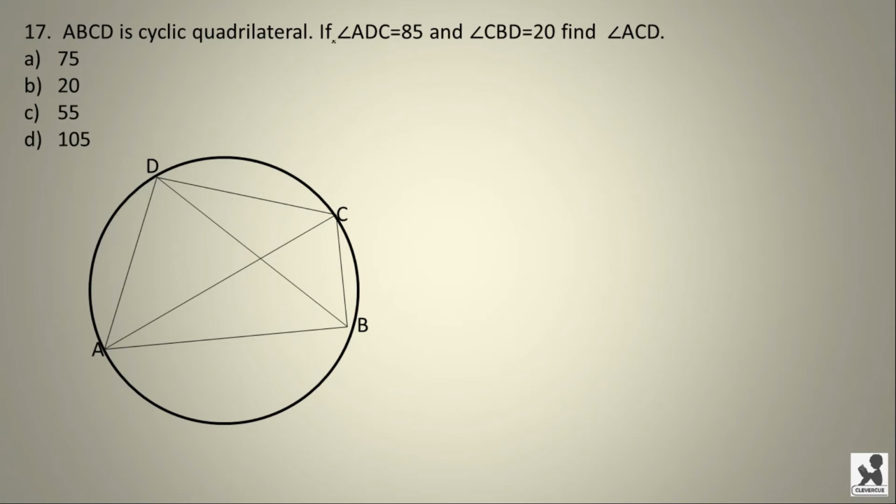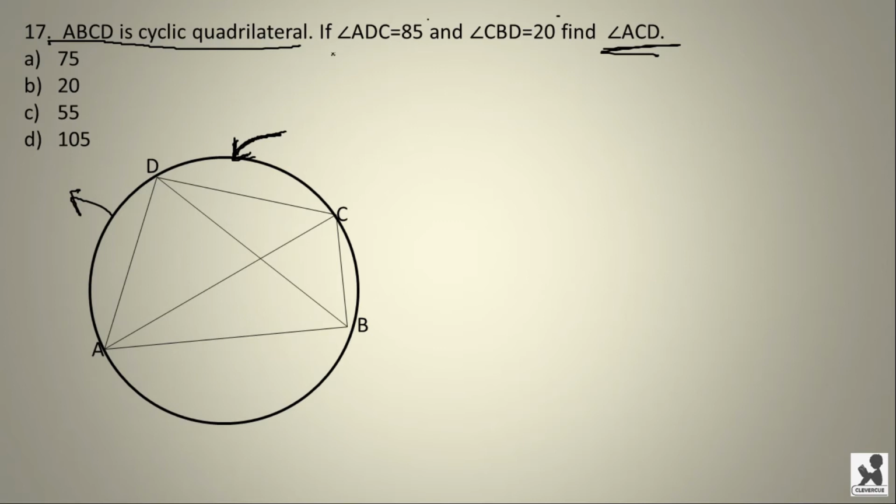ABCD is a cyclic quadrilateral. If angle ADC is equal to 85 degrees and angle CBD is equal to 20 degrees, find angle ACD. So many times in the exam, we are not given such figures. By reading the question, practice drawing the figures. I have drawn this figure just for the purpose of simple explanation. If I keep drawing such figures, it will be too hectic for you guys to understand.